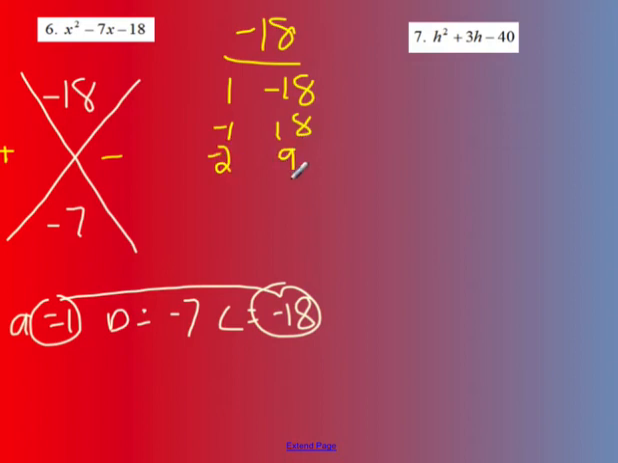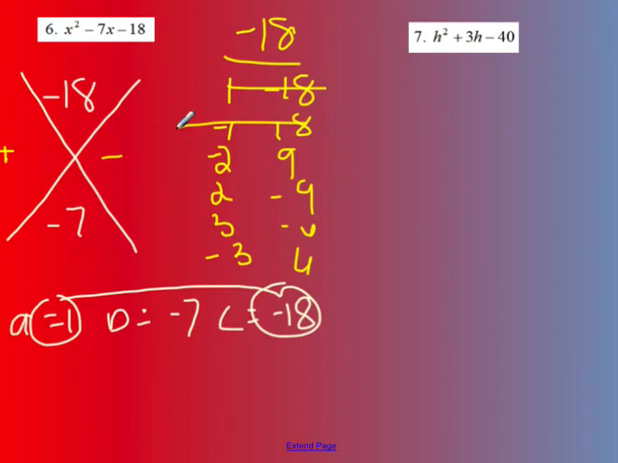Negative 2 and 9. 2 and negative 9. 3 and negative 6. Negative 3 and 6. So again, each pair has two versions because we have a positive and a negative. 1 minus 18 is negative 17. That doesn't work. Negative 1 plus 18 is 17. That doesn't work.